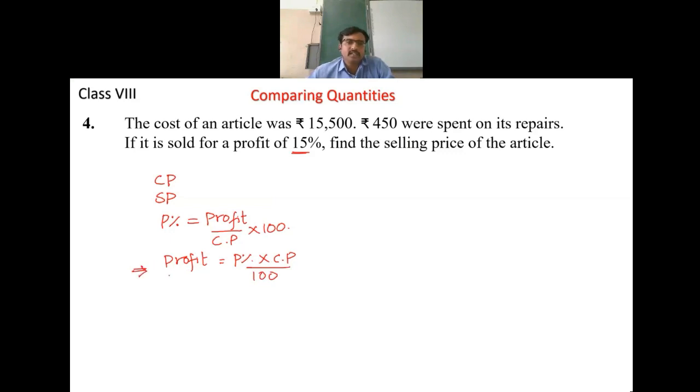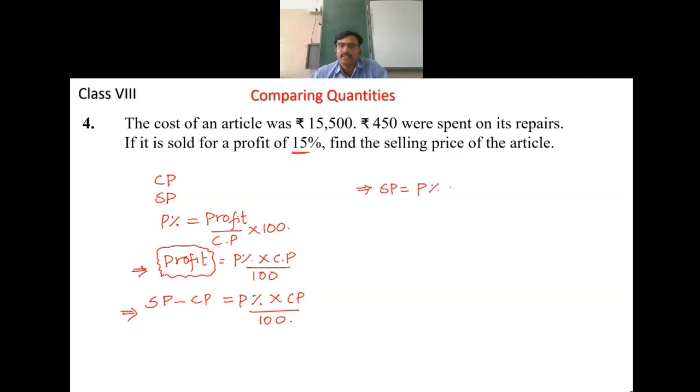You must remember that whenever we get a profit, the cost price is less than the selling price. So profit is nothing but SP minus CP, which is equal to profit percent into CP divided by 100. Now observe, if SP is to be found, we have to transpose this negative CP to the right side. So SP will be equal to profit percent into CP divided by 100 plus CP. This particular CP I have transposed to the right hand side.